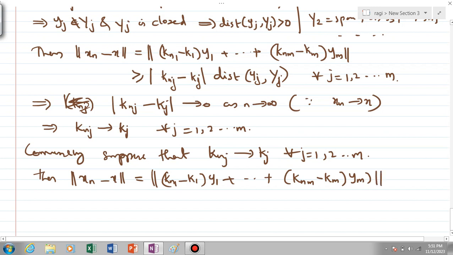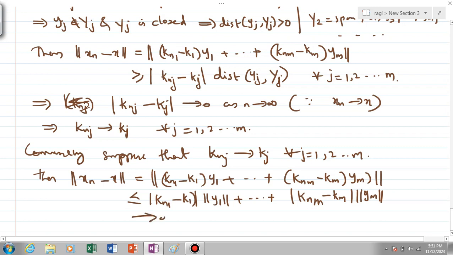This is less than or equal to modulus of kn1 minus k1 into norm y1 plus etc. plus modulus of knm minus km into norm ym. And we have supposed that knj converges to kj for every j, and so this quantity converges to 0 as n tends to infinity. So we get that the sequence xn converges to x as n tends to infinity.